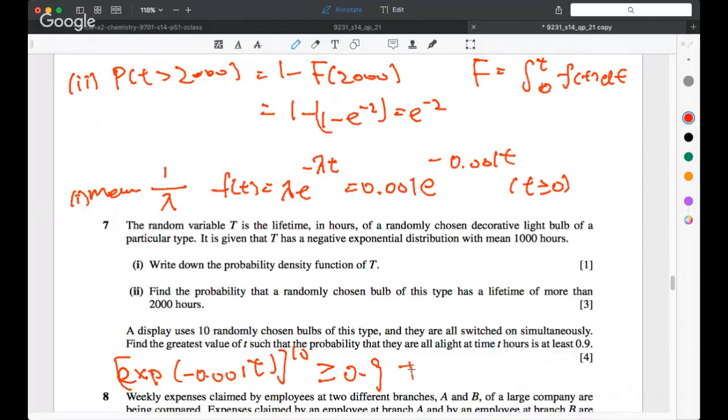So t is less than or equal to minus ln 0.9 over 0.01, and that is equal to 10.5.